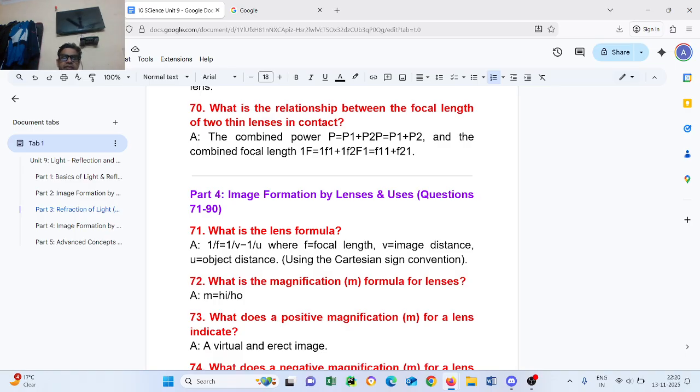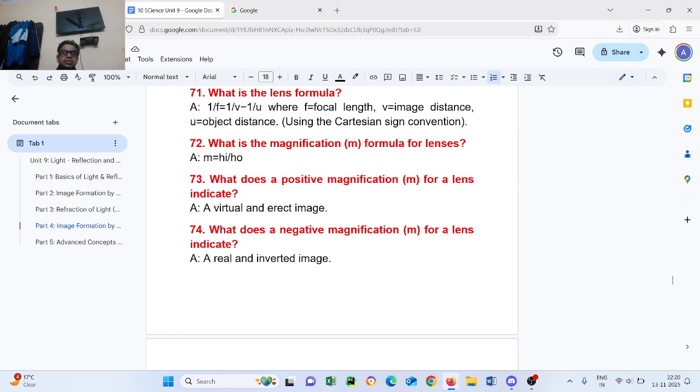What is the magnification formula of lenses? m = hi/ho. What does a positive magnification m for a lens indicate? A virtual and erect image. Question number 74. What does a negative magnification m for a lens indicate? A real and inverted image.